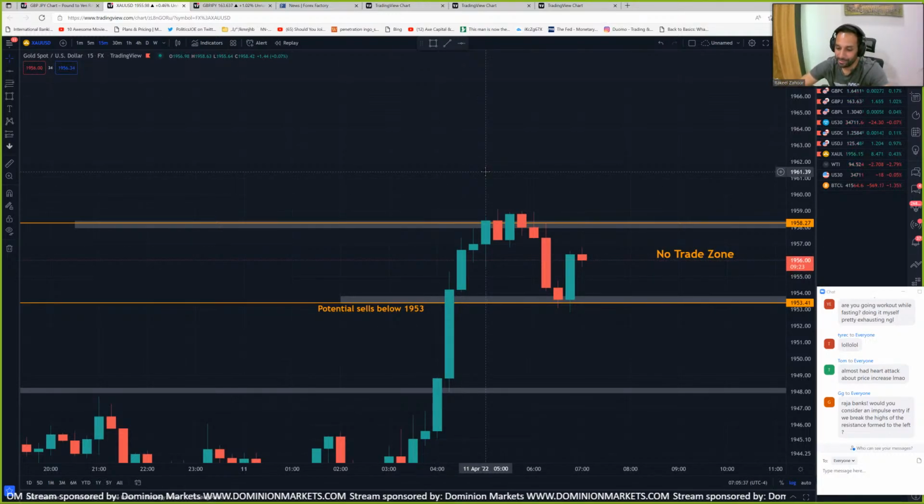Would you consider an impulse entry if you break the highest resistance form to the left? Which pair are you talking about? Hey, what leverage should I use on a $200 account? It's up to you. You can use like 200 to 1, 500 to 1. $200 is not a big amount, so you can just go nuts with it.